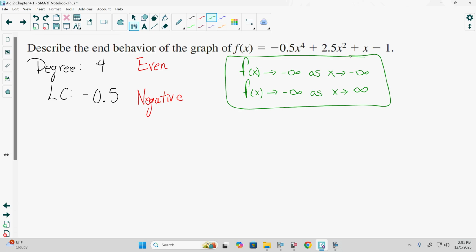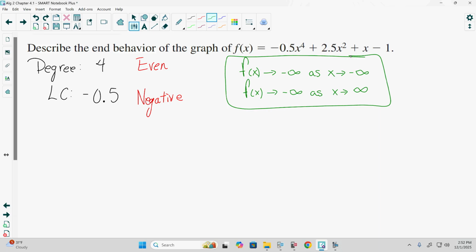And that's the answer. That's the description of the end behavior. Really what this end behavior is telling me, since the degree is even and the leading coefficient is negative, we should expect both ends of the graph to go down towards the negative side of the y-axis as we move to the left and to the right, away from the y-axis. We understand what that's doing, yes?